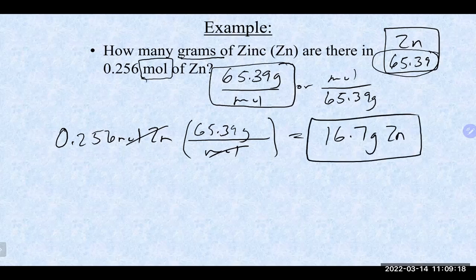So again, if you were asked to measure out 0.256 moles of zinc, you should get about 16.7 grams of it to get the correct amount. Any questions on that calculation there? All right.